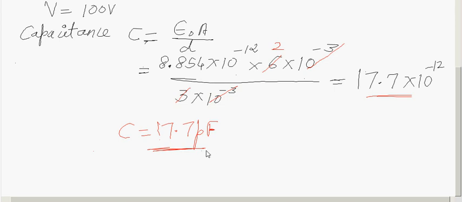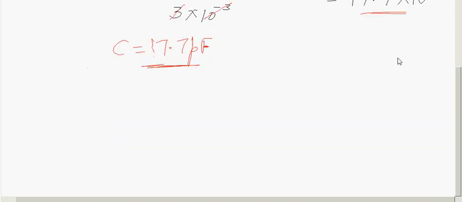Next is asking, when a 100 volt supply is connected, what is the charge on each plate of the capacitor? So Q is CV. We know C is Q by V. So Q is equal to CV, charge on each plate of the capacitor.